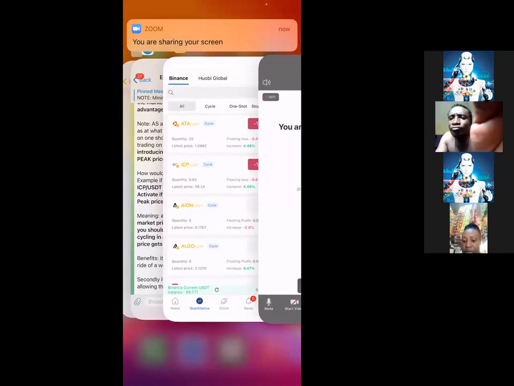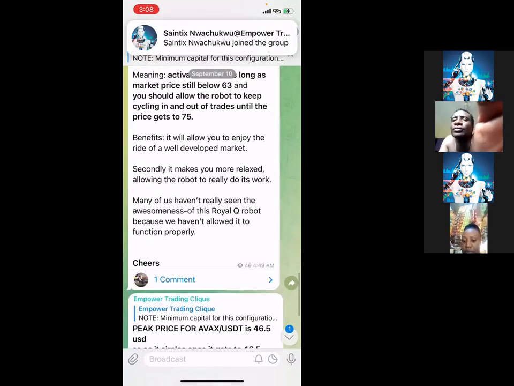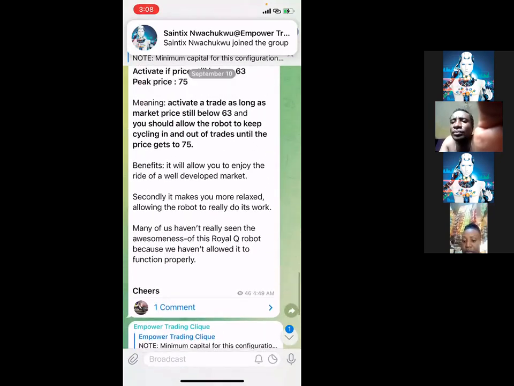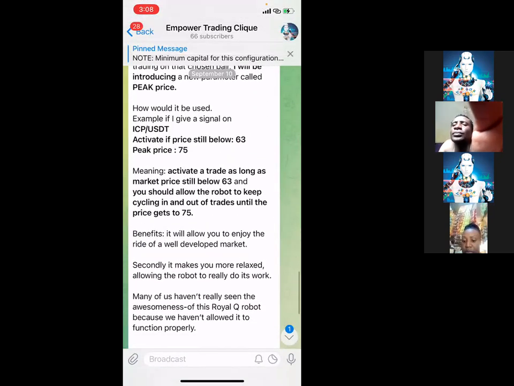Now, there is a new signal parameter that I introduced. It's called the peak price. What is the peak price? People have been asking me questions like, sir, if I start this now, how many times will it cycle for me before I stop it? Now, I decided to introduce this peak price to allow us to enjoy the ride.